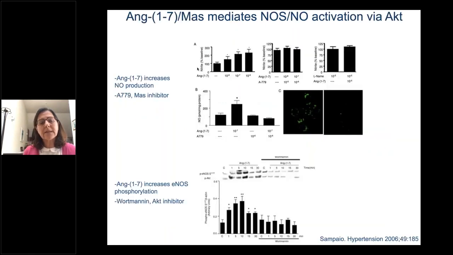And we, with Robson Santos, a number of years ago, started to look at the signaling pathways through which angiotensin 1-7 through Mas may be inducing some of these cardiovascular protective actions. And we can see here in vascular cells that if we expose these cells to Ang 1-7, there's an increase in the production of nitric oxide, as indicated in the upper panels. And we can see that this is mediated through the Mas receptor, because in the presence of A779, the Mas inhibitor, there's an inhibition of Ang 1-7-induced nitric oxide production. And this is associated, as we can see in the lower panel, with an increase in phosphorylation of nitric oxide synthase, an effect that is blocked when we inhibit AKT with wortmannin.